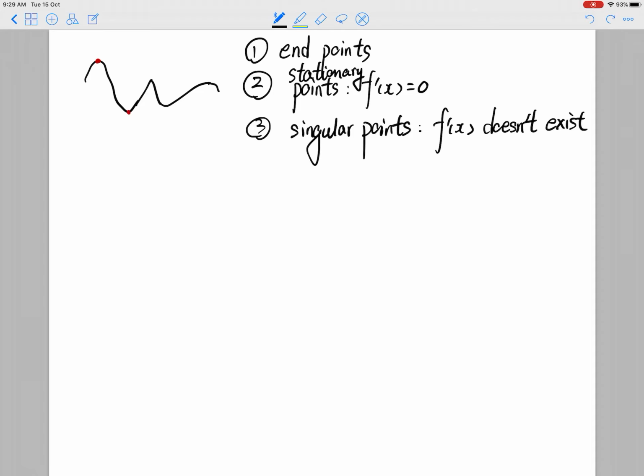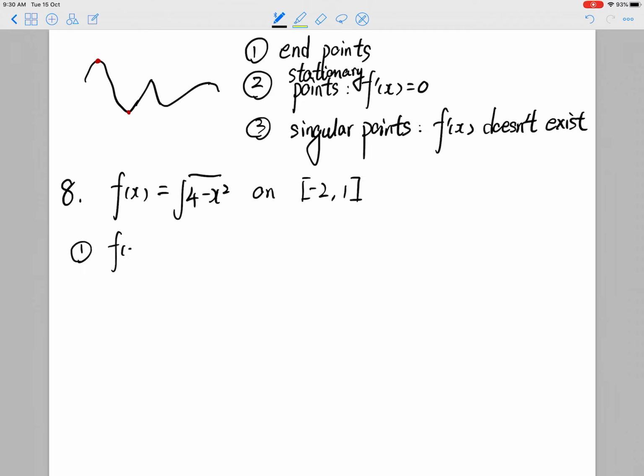So for a given function in a given range, you only have to find all these points and then compare them. Okay. First, problem 8, f(x) is this, on the interval -2 to 1. First, the endpoints. Endpoints is just f(-2), right? Subbing in, it's 0. f(1), subbing in, it's square root of 3.